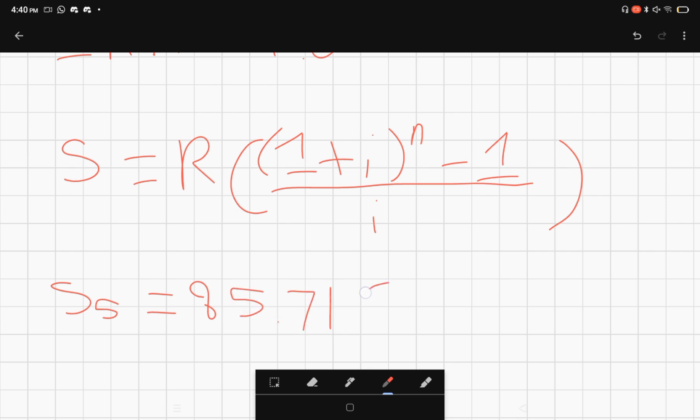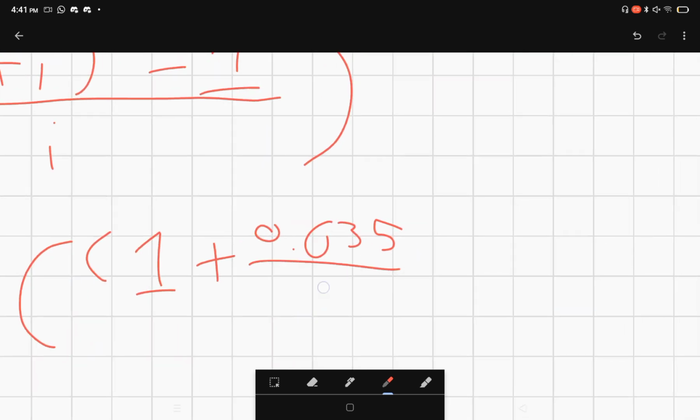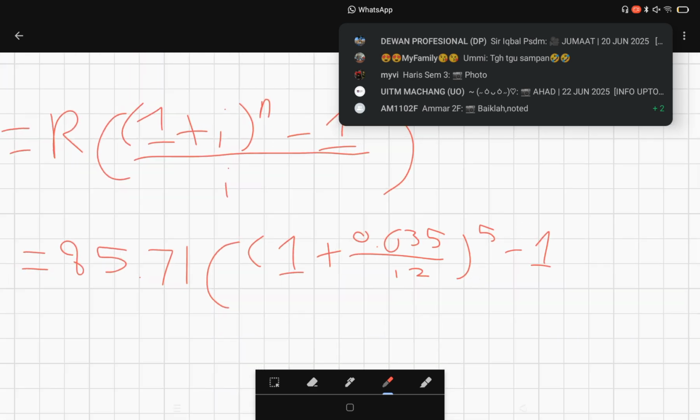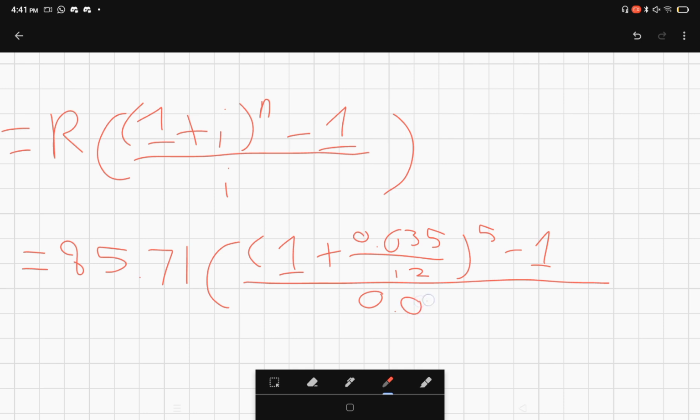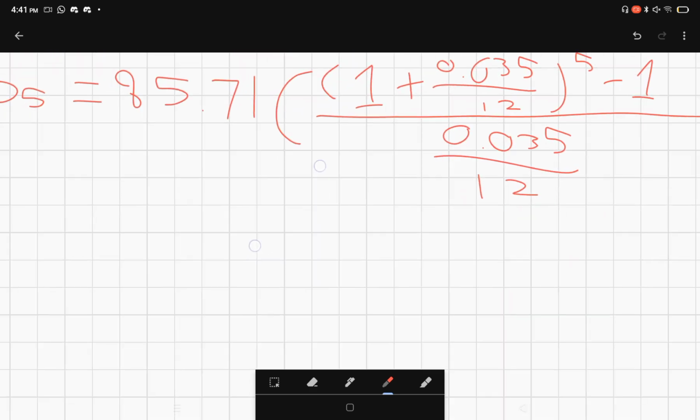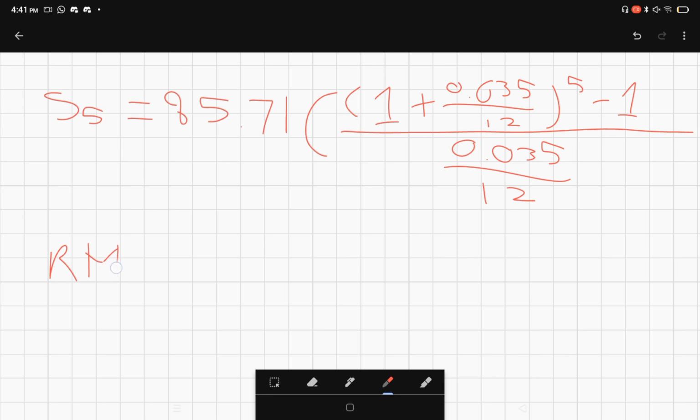And then when we put the numbers in the formula, it should be like this: S5 equivalent to RM85.71 open bracket 1 plus 0.035 per 12 bracket, and the n for this formula is 5, and then minus 1 per 0.035 per 12, and then close bracket, and the answer should be RM431.06. This is how much her father has to pay for all the outstanding arrears that he has not paid.